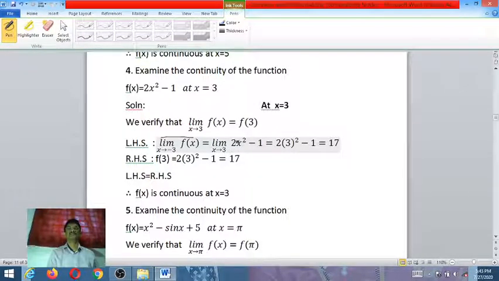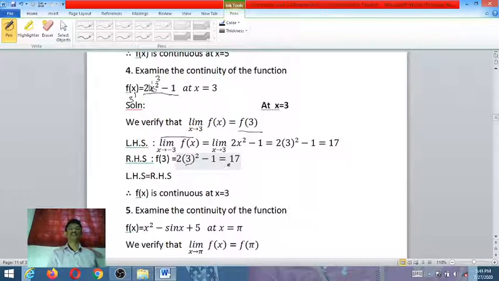to 3. In the place of x you write 3, that is 2 into 3 square, that is 2 into 9, that is 18 minus 1, that is 17. Right hand side, it is f of 3 here. So what is f of 3? We all know that f of x is 2x square minus 1. F of 3 is, in the place of x, you write 3 here. So what we get here? F of 3 is 2 into 3 square minus 1. What is 3 square? 9. 9 into 2, 18 minus 1, 17.